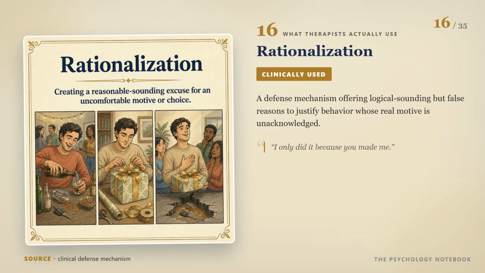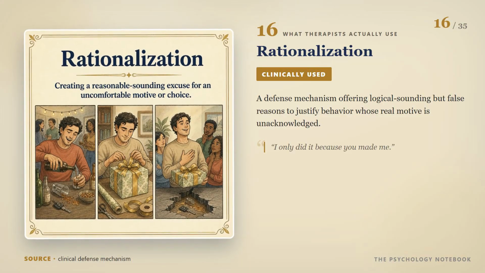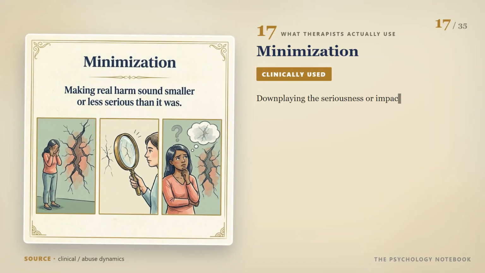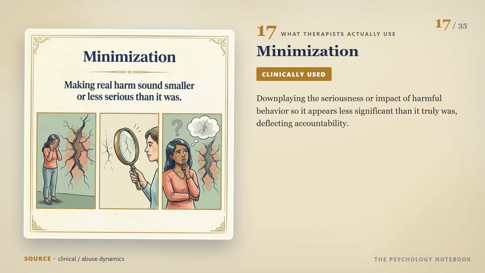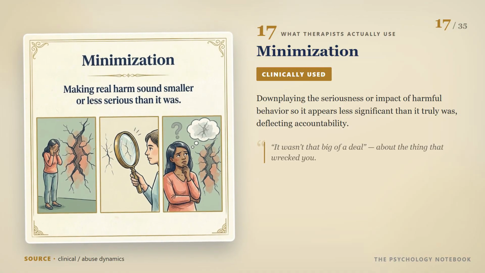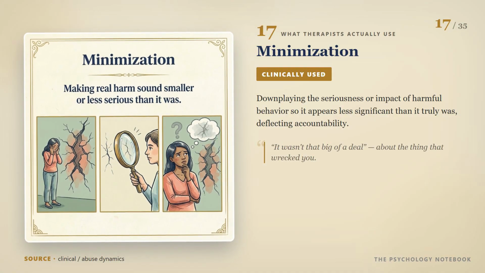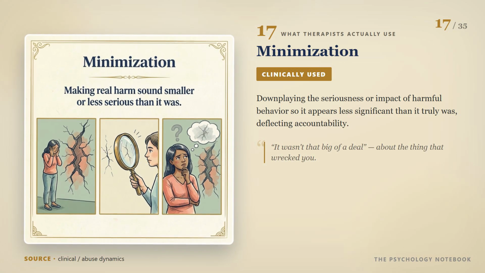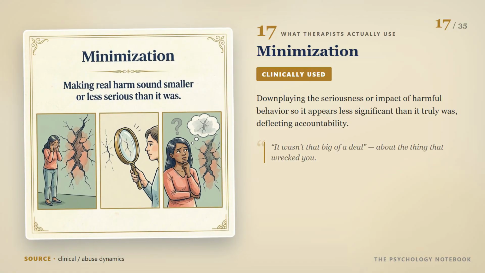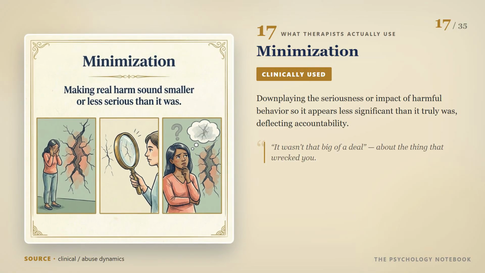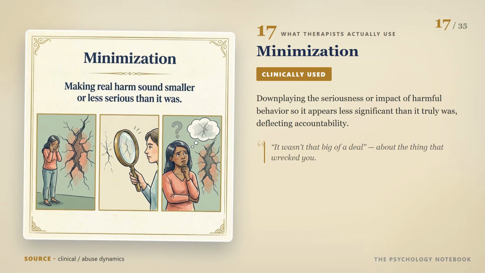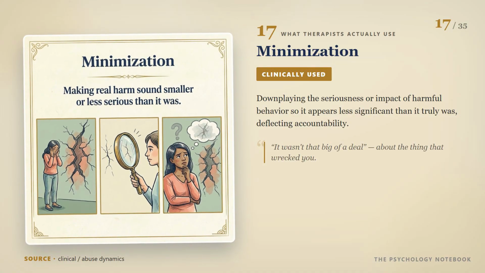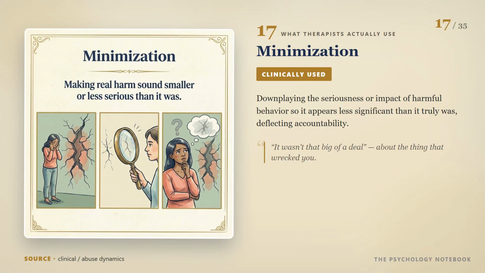Rationalization can make an unreasonable action sound much more logical than it really was. 17. Minimization. Closely related to that is minimization. Minimization means making real harm sound smaller or less serious than it actually was. Let's say you explain that something hurt you. Instead of addressing what happened, the person says, "It was not that big of a deal." Now, the conversation is no longer about their behavior. It has become an argument about whether you are allowed to feel hurt.